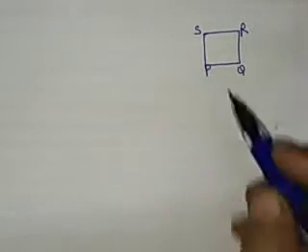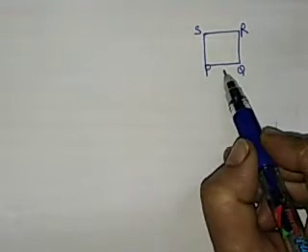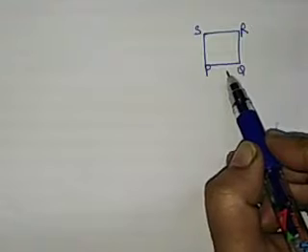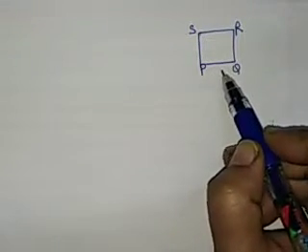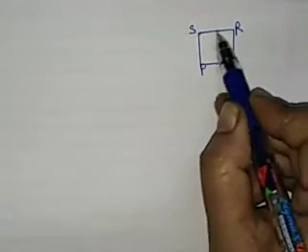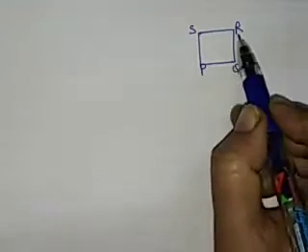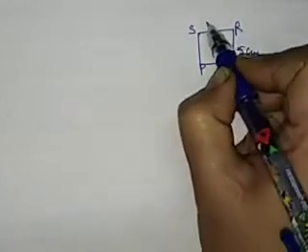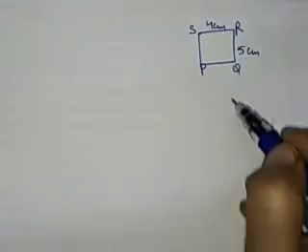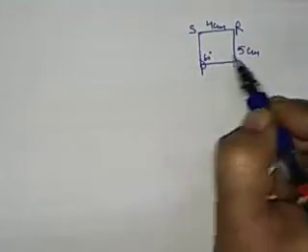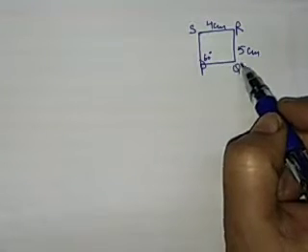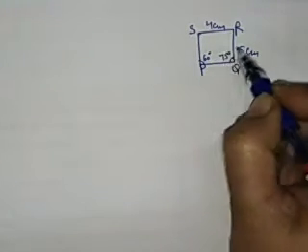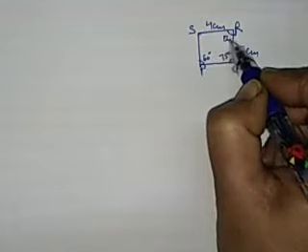Let's start construction of a quadrilateral when three angles and two sides are given. Here, first of all, write down the naming in a cyclic order. QR is given to us 5 cm, RS is 4 cm, angle P is 60 degrees, angle Q is 75 degrees and angle R is 120 degrees.